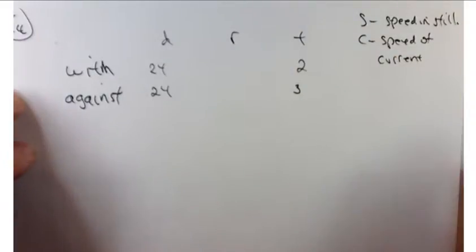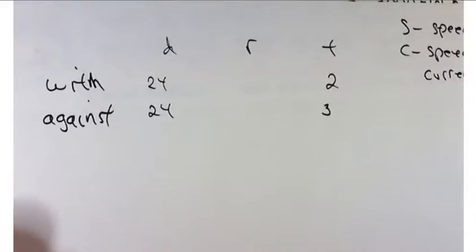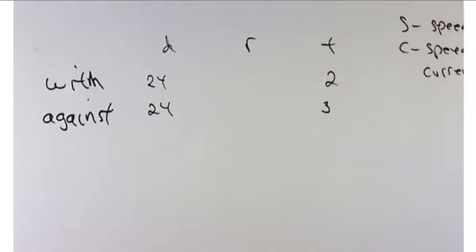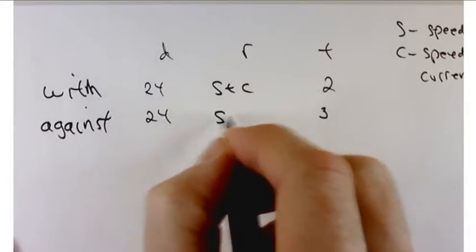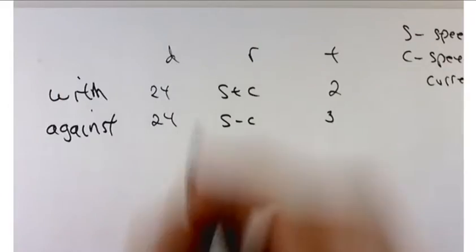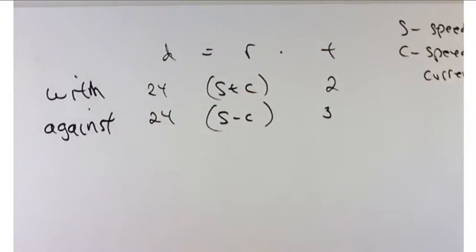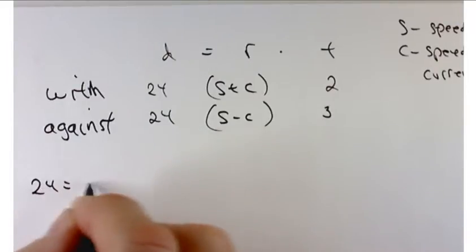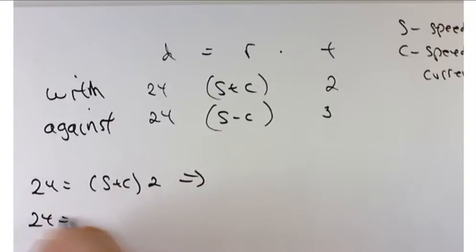If you're traveling with the current, is the current going to be helping you or hindering you as you travel with the current? Helping you. So that's going to be S plus C. This will be S minus C. Might not be a bad idea to put these in parentheses. Distance equals rate times time. And that's going to give you your two equations. 24 equals (S plus C) times 2. 24 equals (S minus C) times 3.